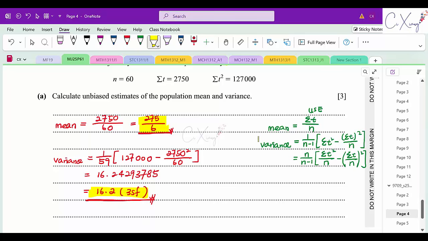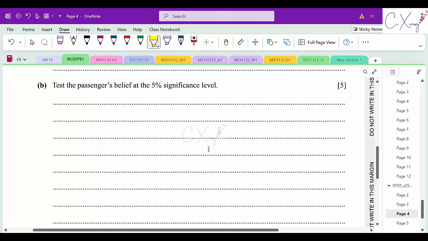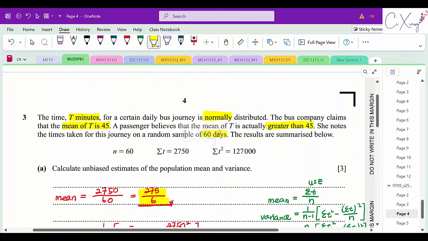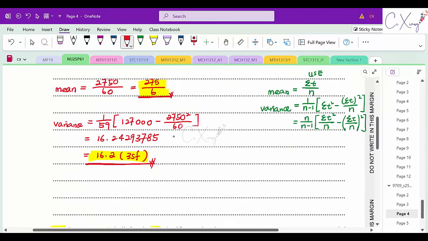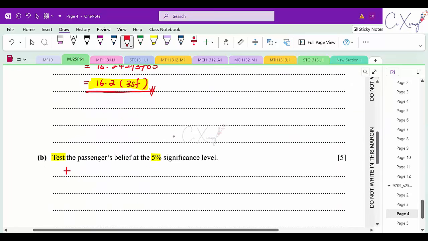Okay, then let us continue to part B. What do we have in part B? They want you to run a test for the passenger's belief at 5% significance level. This question is normally distributed. Therefore, we know that we are going to test the population mean. What's the mean originally given in the question? We have mu equal to 45 minutes, right? So 45 minutes.